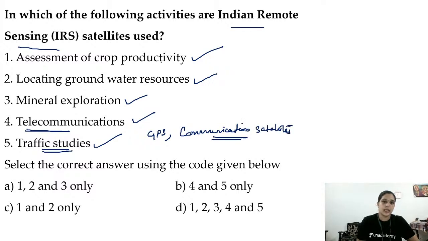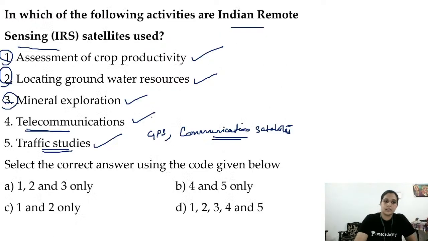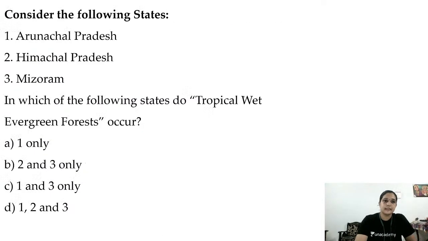Indian remote sensing satellites are used in assessment of crop productivity, locating groundwater resources, and mineral exploration. So don't make the mistake I made. For telecommunication we use geostationary satellites, and for traffic studies we use GPS. We use Google Maps, GPS, global positioning system kind of things.